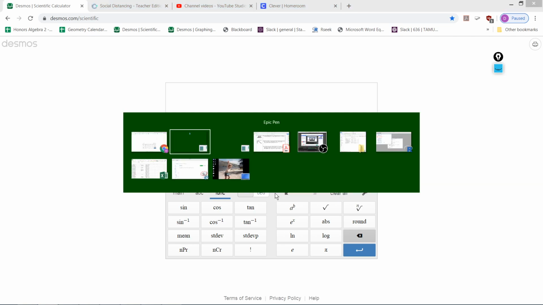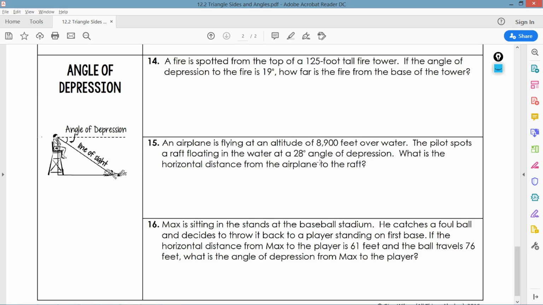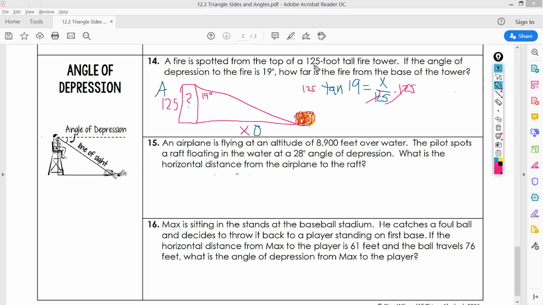43 feet. So the fire's 43 feet away from the fire tower, which, again, what is a fire tower? Who knows? X equals... I almost said X equals fire tower. X equals 43. Okay, so that's angle of depression. Angle of depression means the angle's coming down.